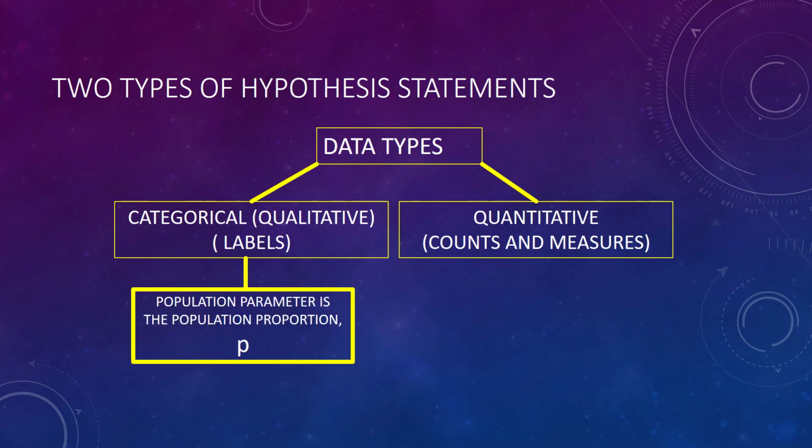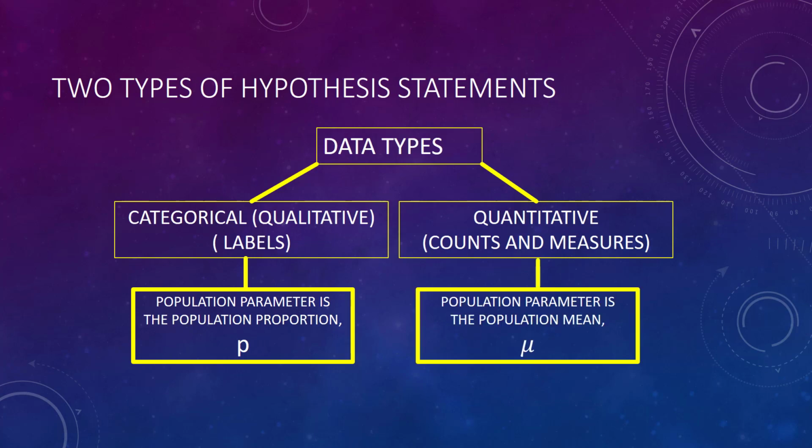If we have categorical or qualitative data, we have a population proportion as our population parameter, and therefore we use the symbol P in all of our hypothesis statements. If, on the other hand, we are working with quantitative data, such as counts or measures, then our population parameter is the population mean, and we use the symbol mu, the Greek letter for M, to represent the population mean. This is the symbol that should be contained in all of our hypothesis statements.